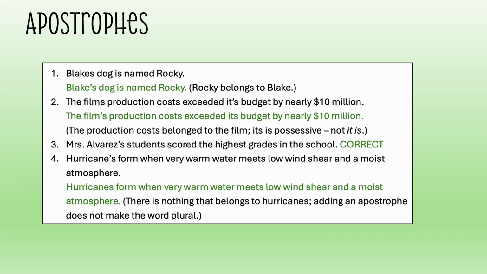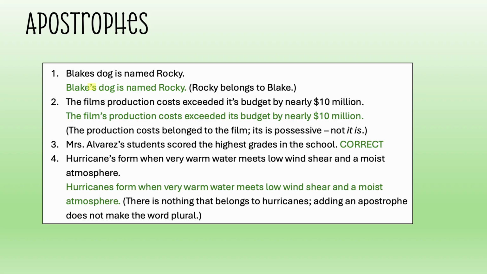Apostrophes, pretty straightforward here. I'll just remind you of some of the rules. Again, this was sent out a week or two ago, the answer key, so you should have it and you can check your work. Number 1, Blake's dog is named Rocky. We're missing an apostrophe there. Rocky belongs to Blake. That's a straightforward case of possession where we need the apostrophe.